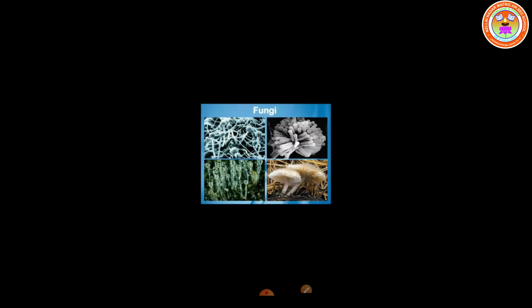Bacteriophage is a kind of virus. It will lyse the bacterial cell. That means it will kill the bacterial cell. Clear children? The virus that infects the bacterial cell is called a bacteriophage. Example, T4 bacteriophage. Next we are going to see about fungi.